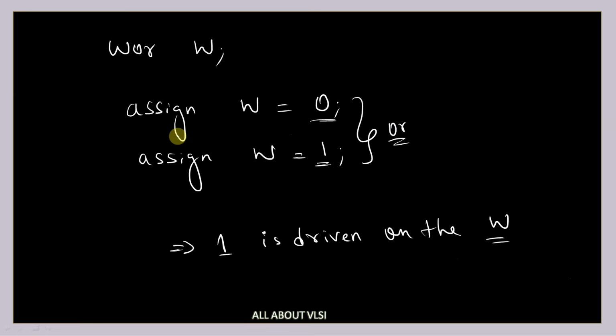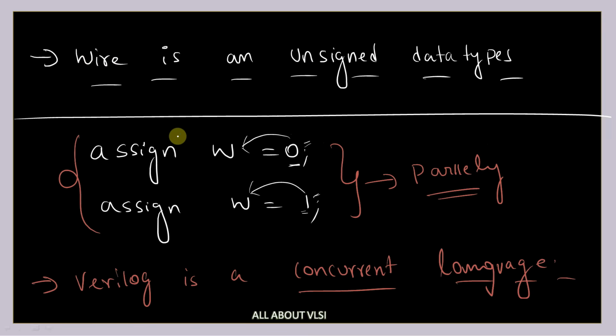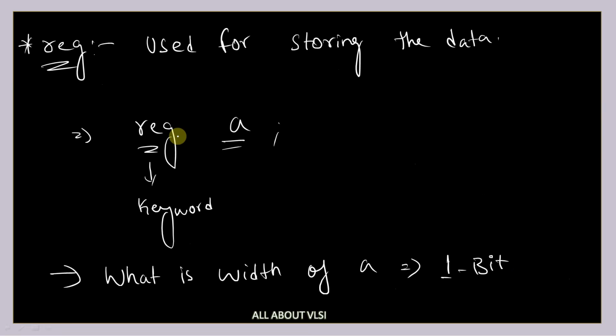Also, we have discussed the different types of net data types with the width of each data type, the default values of the data types, where these data types are used, why they are used, and how the execution is happening. All these things we have seen, and we have also started with the reg data type.